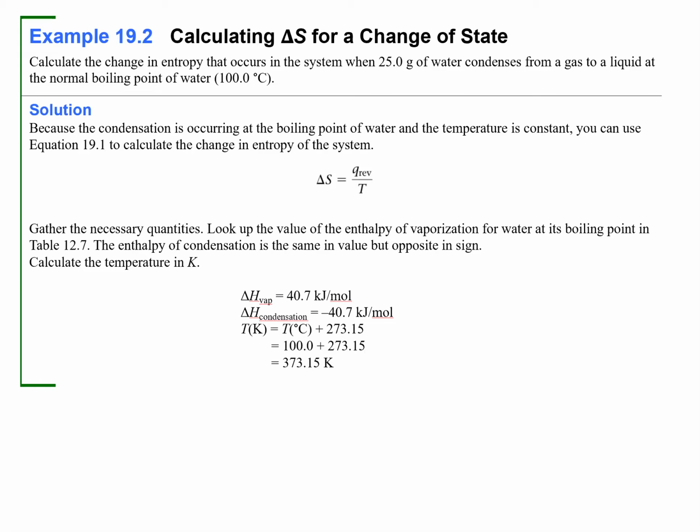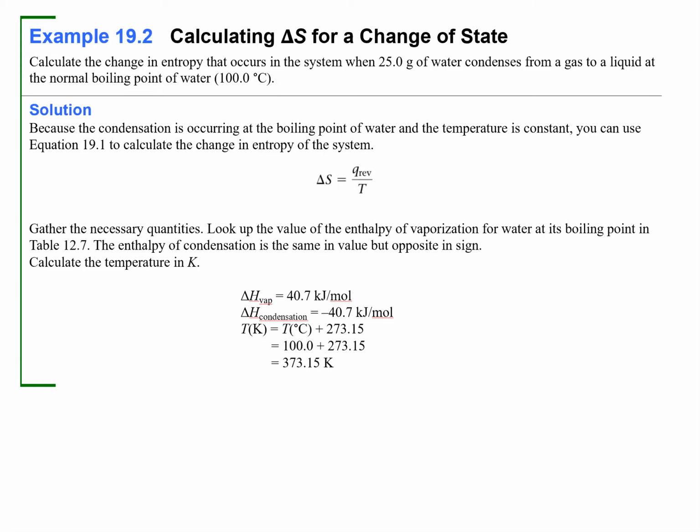They're either going to be given, or you can look them up on the tables that are included in the book. But look up the value of the enthalpy of vaporization for water. Enthalpy of vaporization is 40.7 kilojoules per mole. And the enthalpy of condensation is the same value, but it's opposite in sign. Vaporization, condensation, opposite processes, opposite sign.